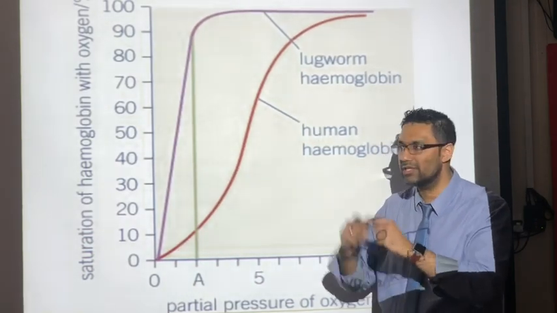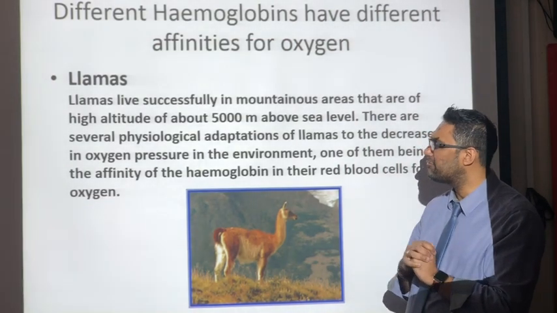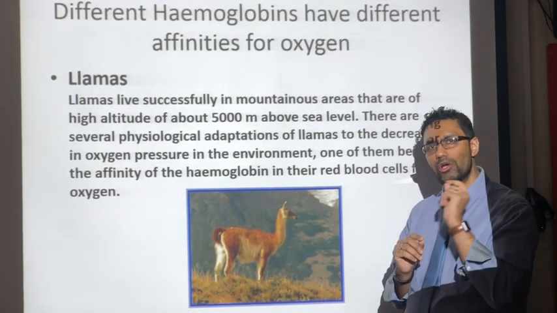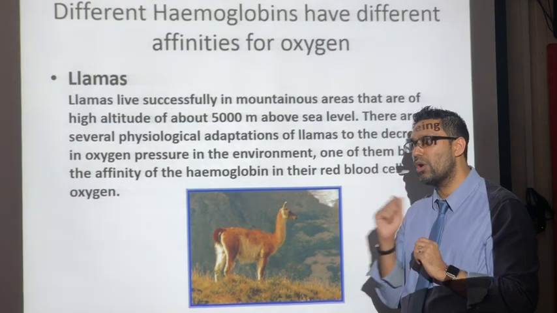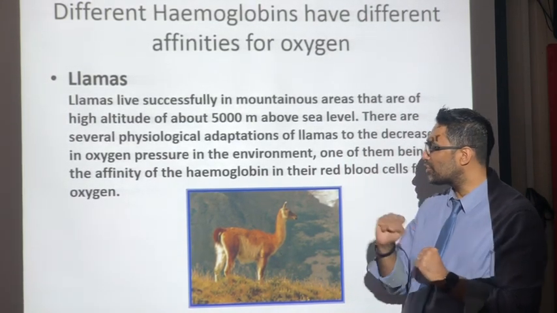Here's the next animal: a llama. Where does a llama live? High altitude. What do you know about high altitude? Low oxygen. So there's very little oxygen about. Therefore it's going to shift to the left. Well done.